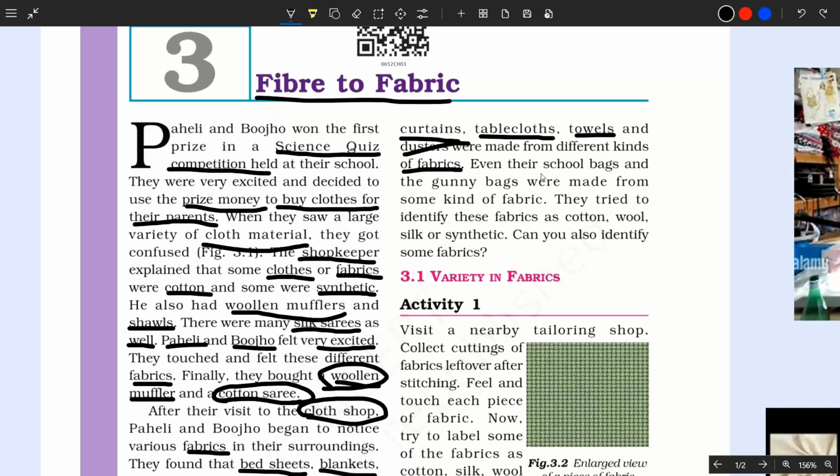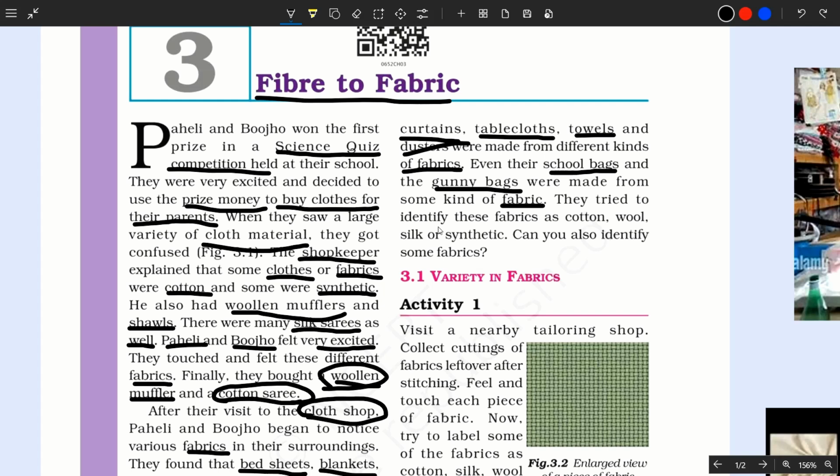Even their school bags and carry bags were made from some kind of fabrics. Nowadays your bags are designed very beautifully, and the fabric will be very different from one bag to another bag. So you can see it with your bag also.